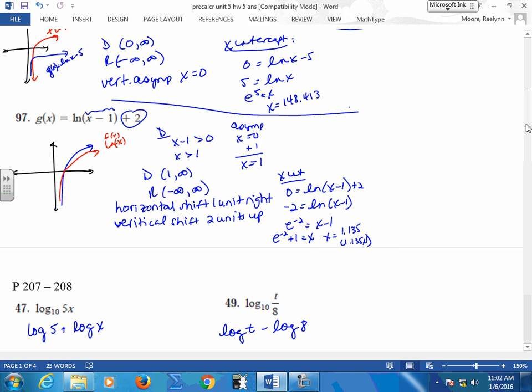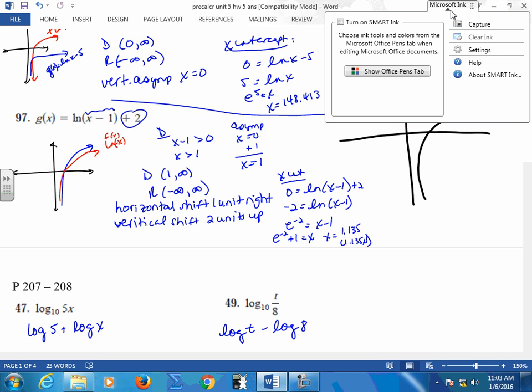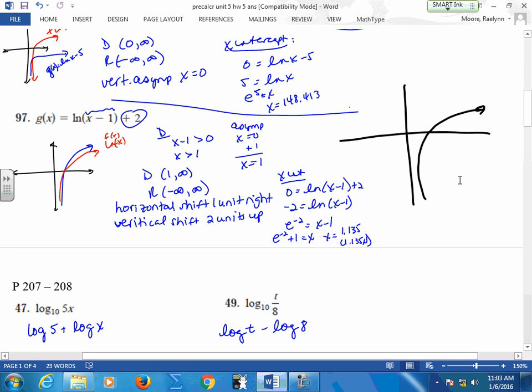Take a look at these. Lazy, what's the problem? But they work off of your basic log. Your basic log, no matter what log I give you, looks like this. Because this was your basic exponential curve, wasn't it? So if all it is a reflection, all your logs work off of this.